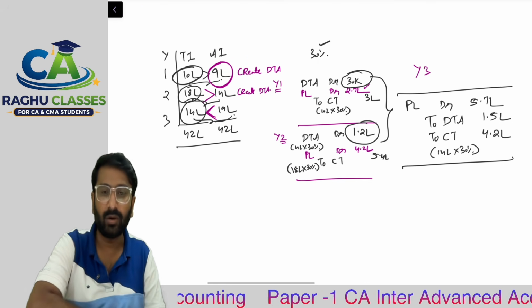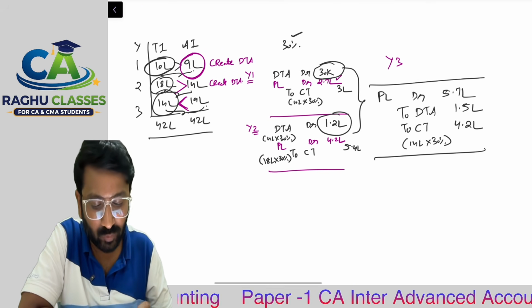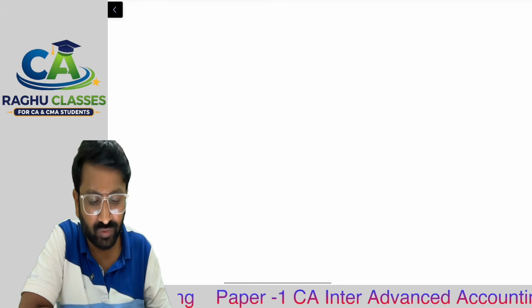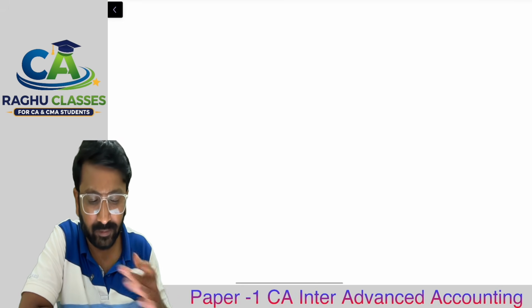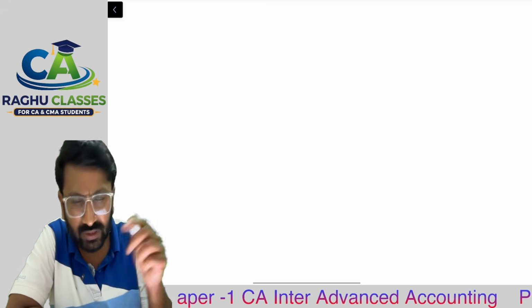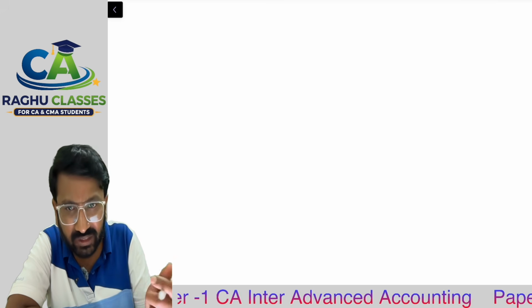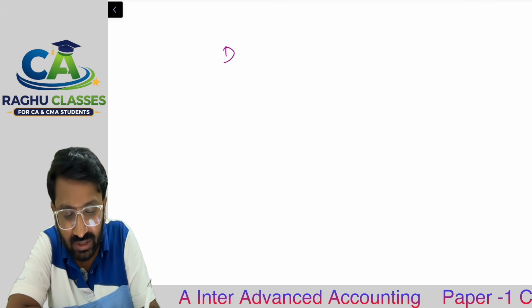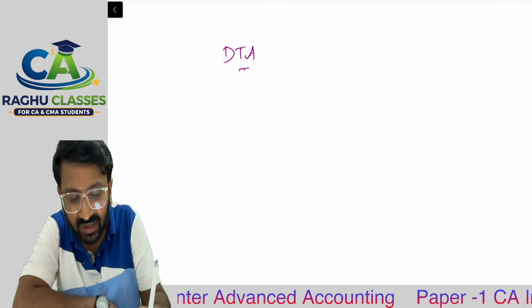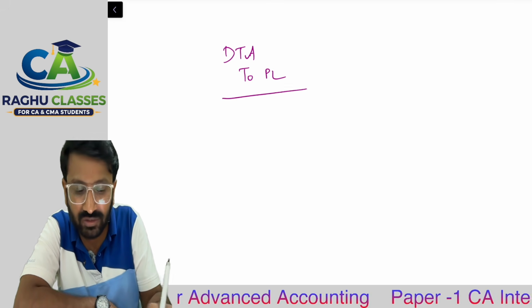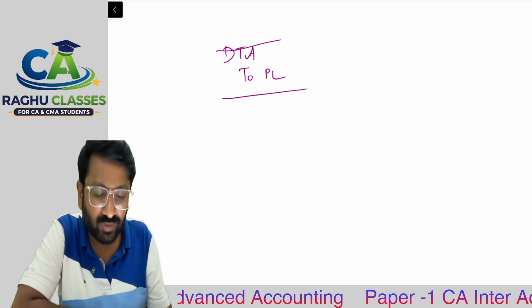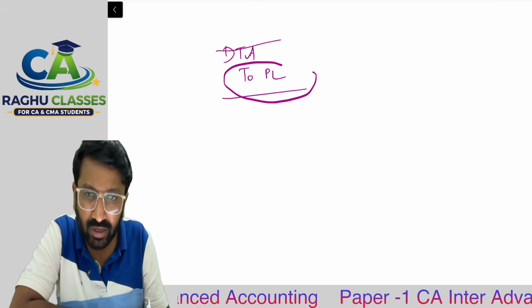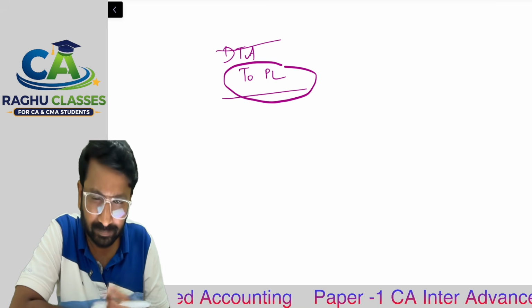Okay. Now, let's move on to the next topic, which is a very, very important topic. See, whenever you create a deferred tax asset, you are making an entry, deferred tax asset account debit to P&L, correct? Which means you're crediting the P&L account, so you're treating it like an income.